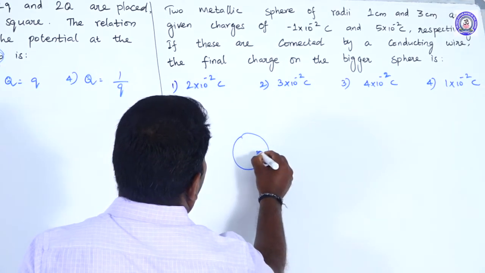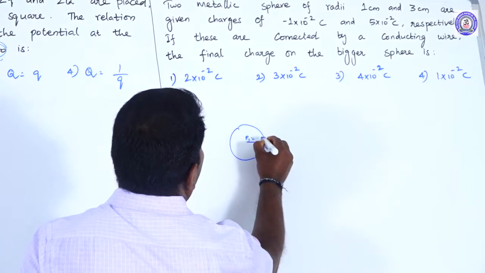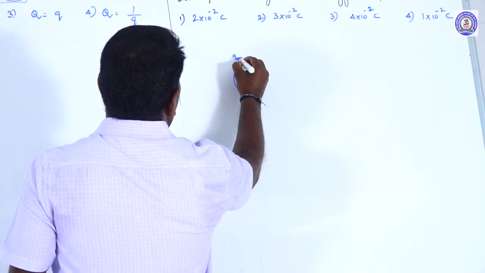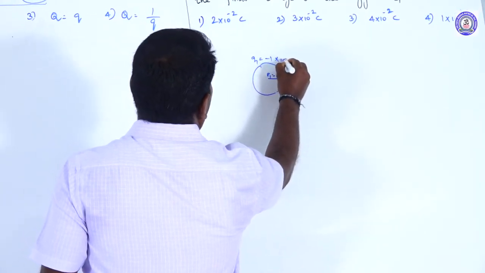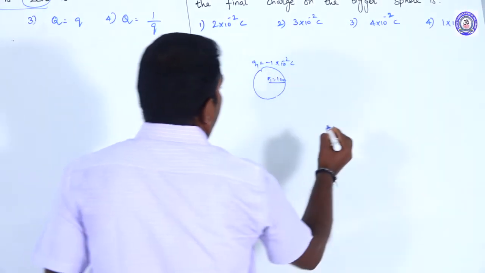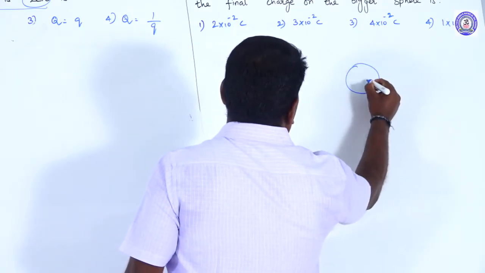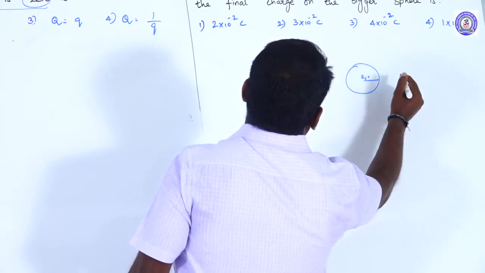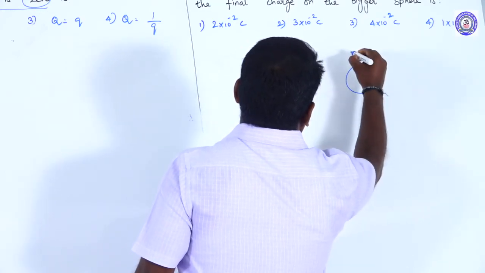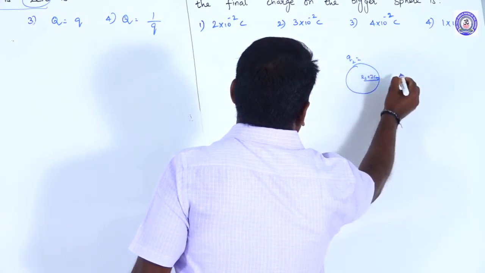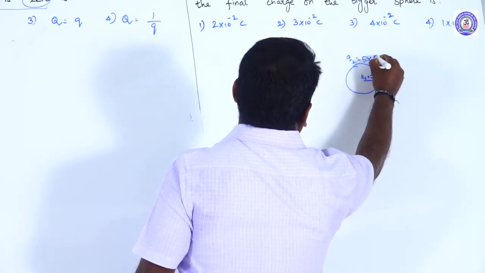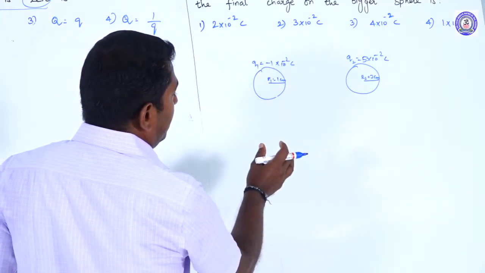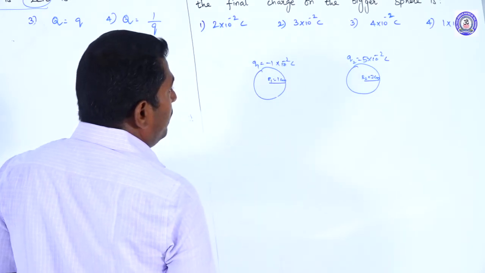One has radius R1 equal to 1 cm. Charge on the first sphere, Q1, is equal to minus 1 into 10 power minus 2 coulomb. Another conducting sphere has a radius R2 equal to 3 cm. Charge on the bigger sphere, Q2, is equal to 5 into 10 power minus 2 coulomb. Initially, both metallic spheres are not connected by a thin piece of conducting wire.